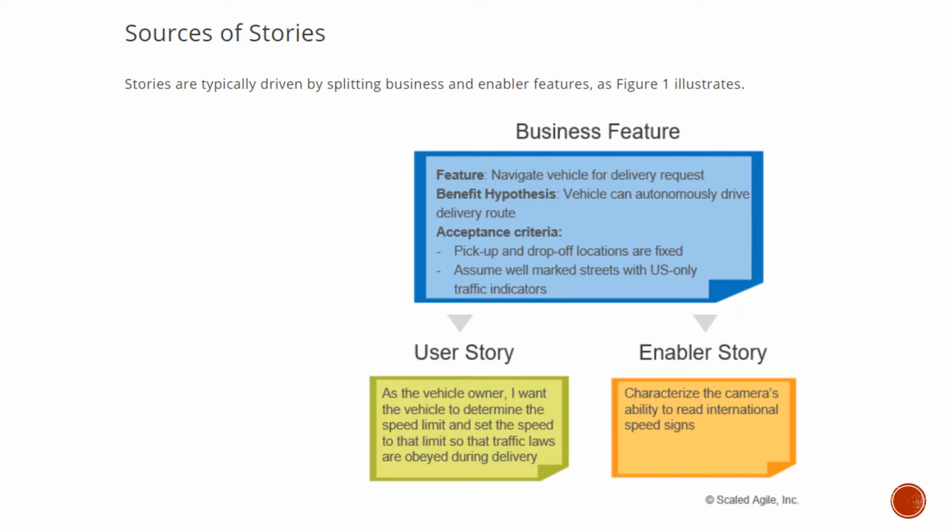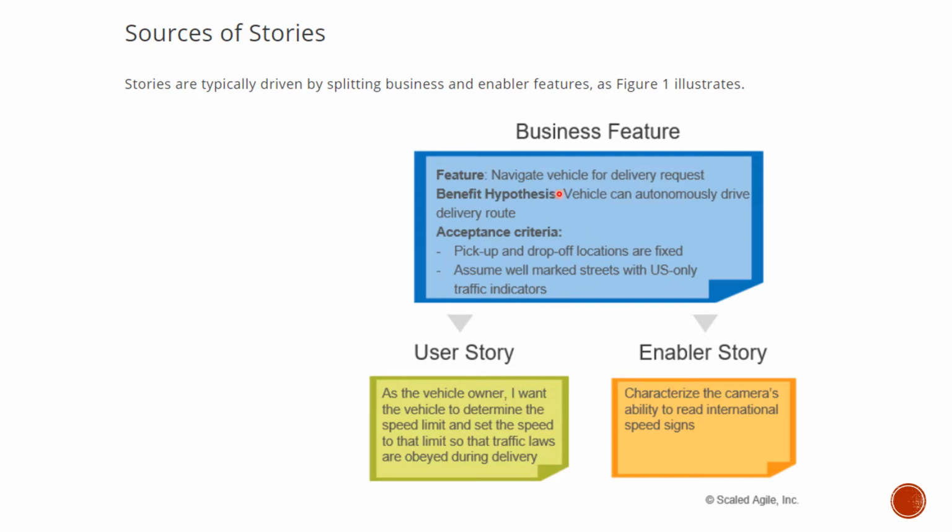As this picture describes, there is a business feature: navigate a vehicle for a delivery request. Let's say there is an automated self-driving vehicle that delivers automatically. The benefit hypothesis: the vehicle can autonomously drive the delivery route. Acceptance criteria: pick-up and drop-off locations are fixed, assuming well-marked streets with US-only traffic indication. So this is the business feature.